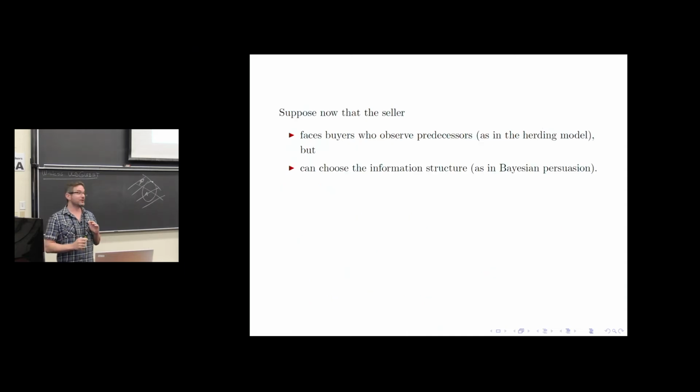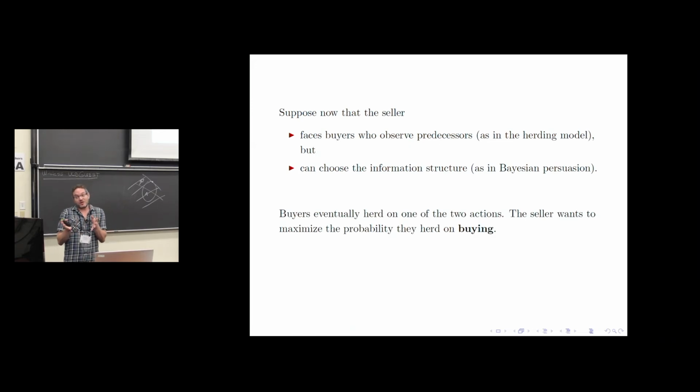So I've told you a little bit about Bayesian persuasion. I've told you a little bit about herding. So now let's look at our paper, which is basically a happy marriage of the 2. We're going to suppose that the seller faces buyers who observe their predecessors, like in the herding model. But the seller can also design the information structure to which these buyers have access, like in Bayesian persuasion.